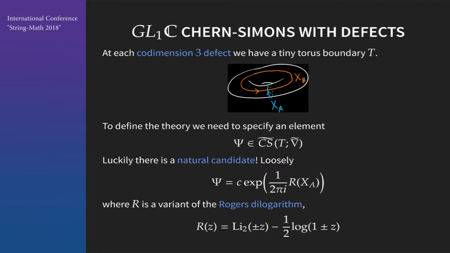Well, in order to compute correlation functions, vacuum expectation values with this defect inserted, I have to give you a little element of the Hilbert space on the boundary. In order to make the whole correlation function well-defined, I have to give you a little state on each of these boundaries. Okay, so concretely, I have to give you an element of this Chern-Simons line.